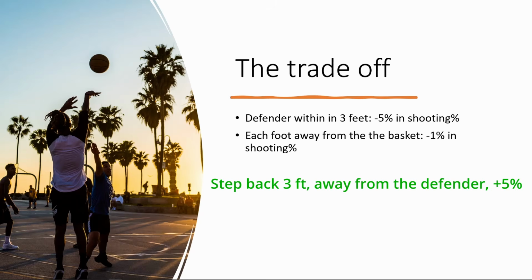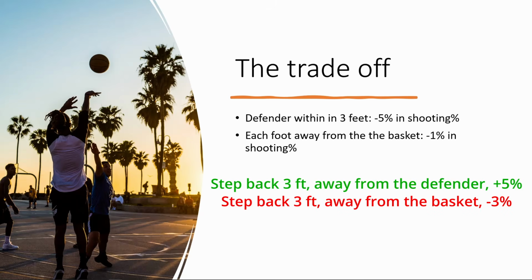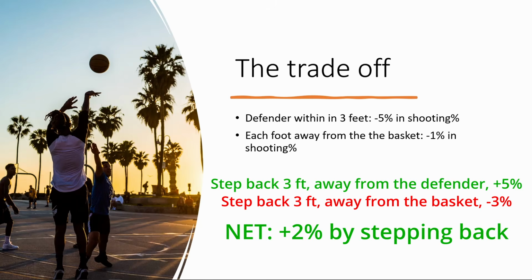Also, because he's further away from the basket by 3 feet, his shooting percentage would drop. So let's say his shooting percentage drops 1% each foot he's away from the basket. So in this case, 3 feet translates to a 3% drop in shooting. So when we consider these two factors, plus 5% versus minus 3%, by stepping back, James Harden would actually increase his shooting percentage by 2%. So he actually does better when he steps back.